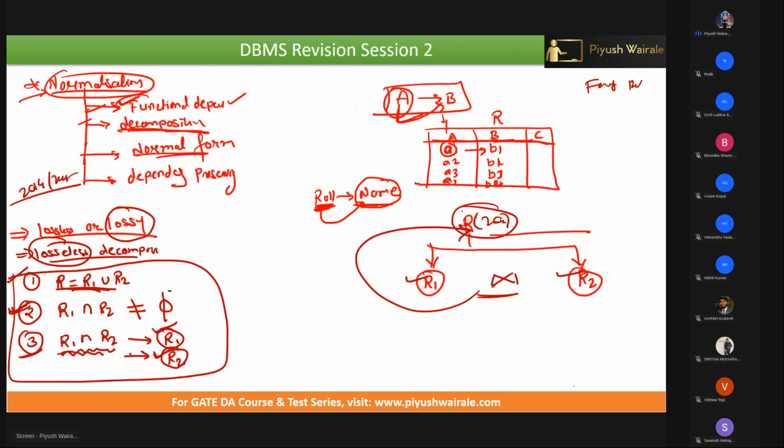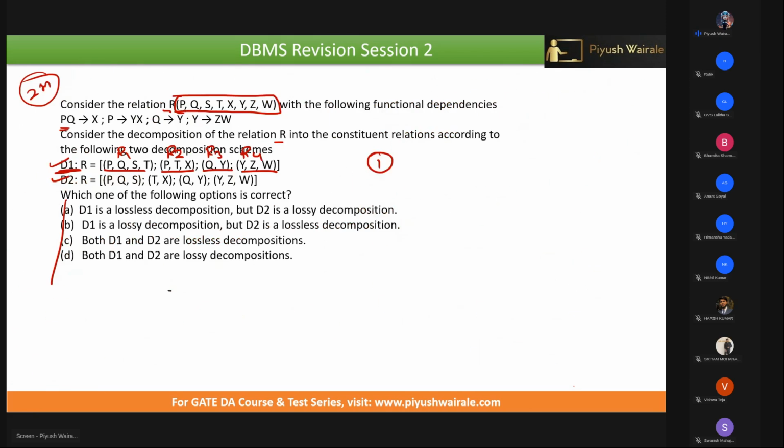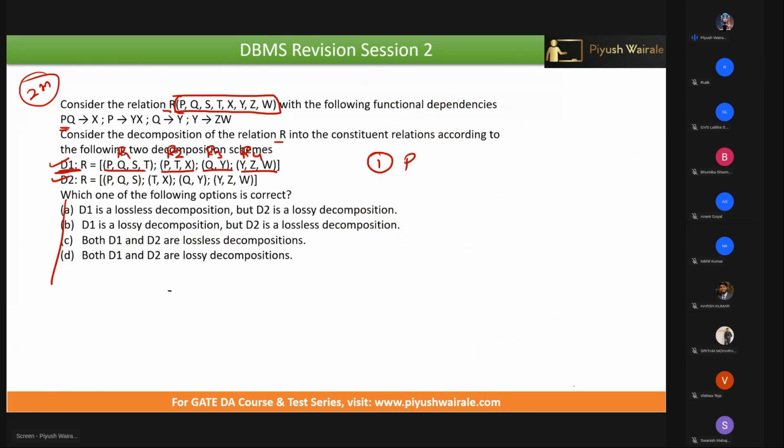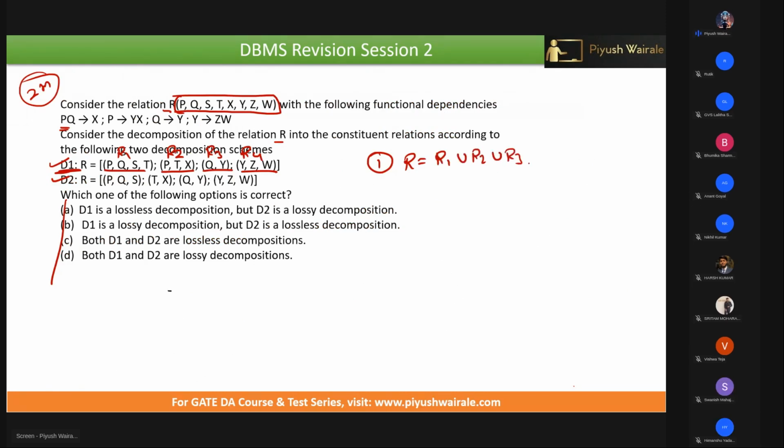If I want to check whether the decomposition is lossy or lossless, then for this type of question, what we need to do is: R must be equal to R1 union R2 union R3 till union Rn. It doesn't matter how many decompositions we have, R1, R2, R3, R4 or any other. We have to take the union of all of them. If you take the union of all the decomposed relations, that should be equal to R.